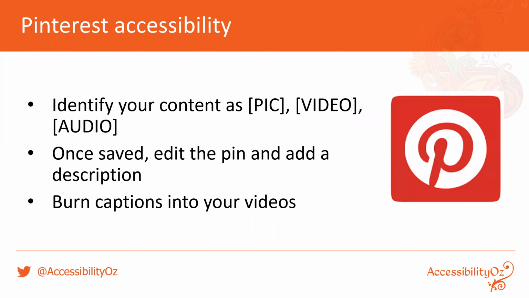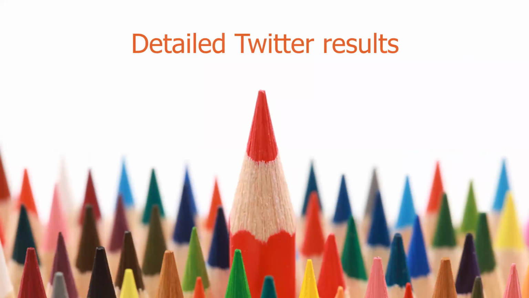With Pinterest, it's always a good idea to identify your content as a pic, video, or audio. You can apparently, once saved, edit the pin and add a description. However, we couldn't actually find that feature. And we also recommend that you burn captions into your videos. Any questions on Pinterest?